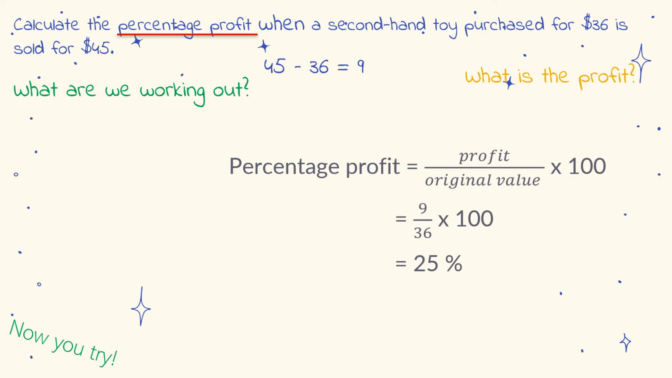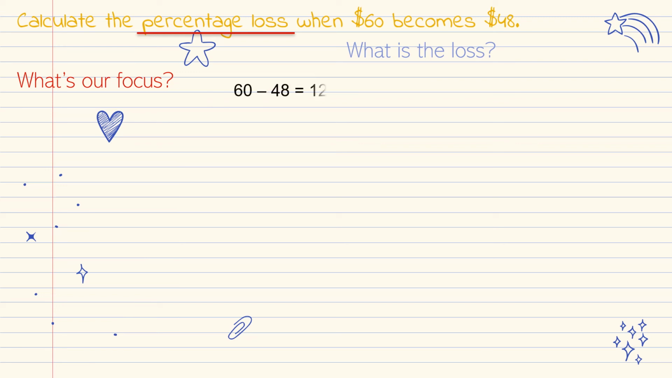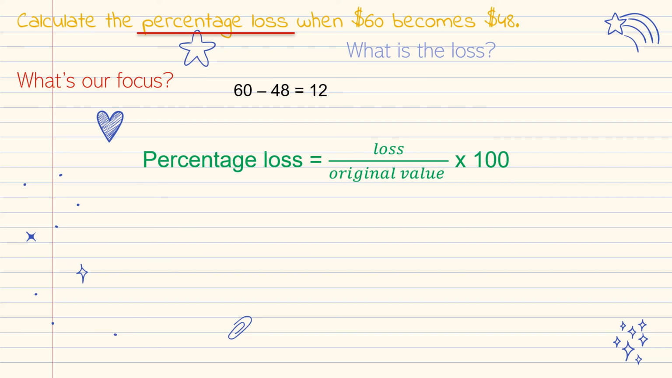Okay, let's do one. Calculate the percentage loss when $60 becomes 48. So pause me now. I want you to try this one yourself. Right, our focus was the percentage loss. So the first thing we did was work out the loss. Did you get that the loss was $12? Right, did you make that the beginning of your sum? 12 divided by 60, because it was originally 60, times by 100. And your answer should be 20%.